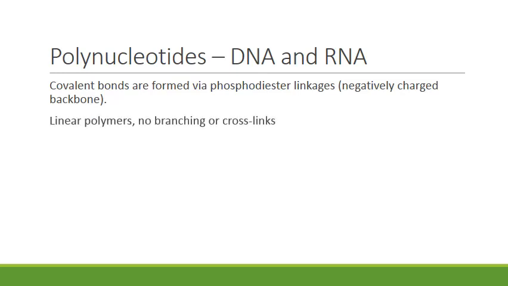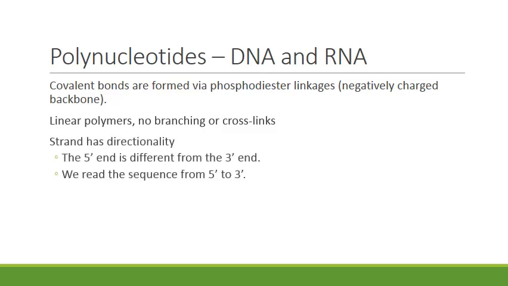So these are linear polymers. There are no branching or cross links like we see in glycogen. There's no branching at all. It's a linear polymer of the nucleotides. The strand has what we call directionality, meaning that the 5' end and the 3' end are different. And when we read the sequence of DNA, we always read it from the 5' to the 3' end. So if we're looking at the A's, G's, C's, and T's, we're reading that from the 5' end to the 3' end of the molecule.